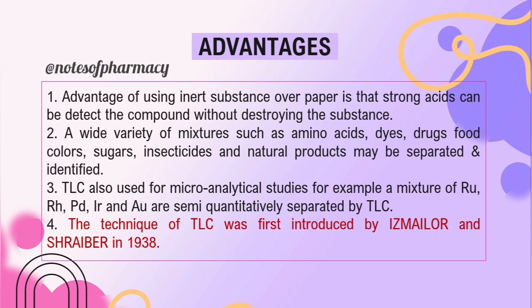Advantages of TLC. The advantage of using an inert substance over paper is that strong acids can be used to detect the compound without destroying the substance. A wide variety of mixtures such as amino acids, dyes, drugs, food colors, sugars, insecticides and natural products may be separated and identified. TLC is also used for microanalytical studies. For example, a mixture of Ru, Rh, Pd, Ir and Au are semi-quantitatively separated by TLC. The technique of TLC was first introduced by Izmailov and Shraiber in 1938.